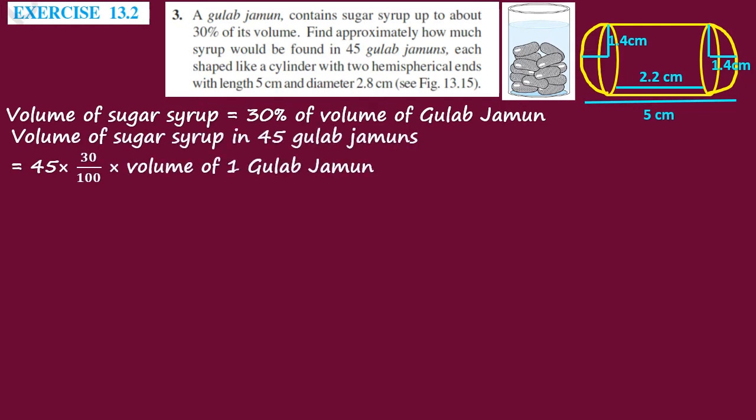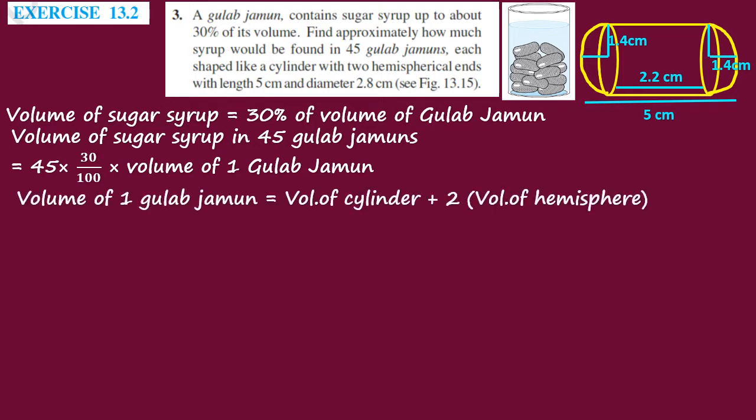So volume of sugar syrup in 45 gulab jamuns will be what? 45 into 30%. That means 30 by 100 into volume of 1 gulab jamun. So first we need to find volume of 1 gulab jamun. So volume of 1 gulab jamun means what?